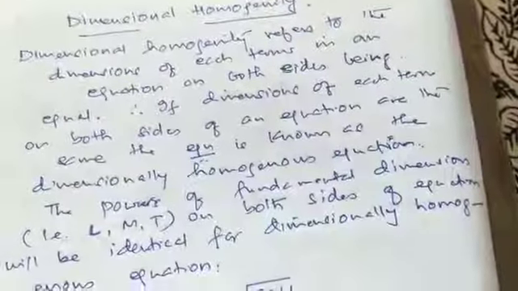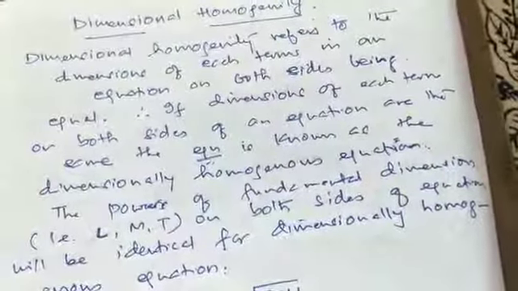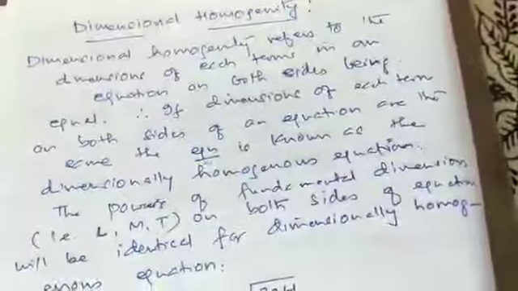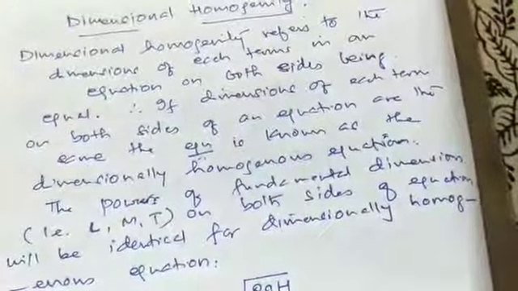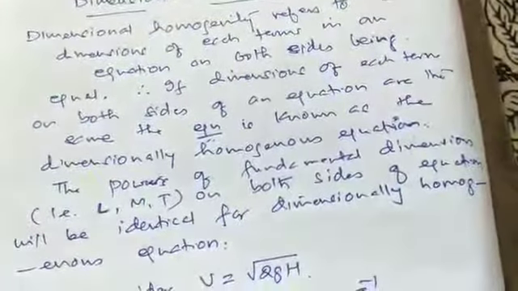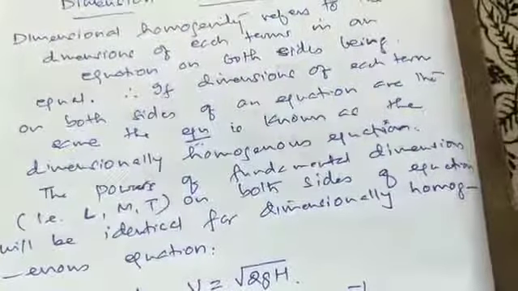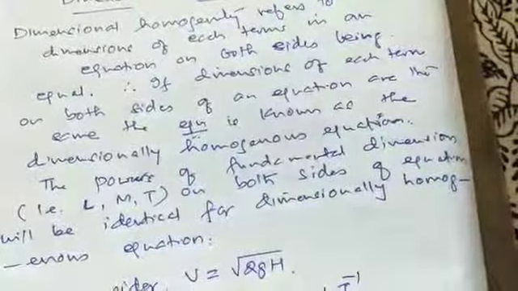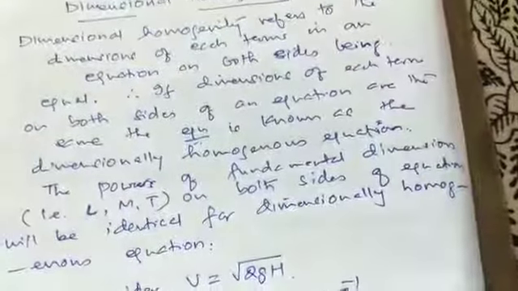Dimensional homogeneity. What is dimensional homogeneity? Dimensional homogeneity refers to the dimensions of each term in an equation on both sides being equal. So dimensions on the LHS should be equal to dimensions on the RHS. Then it is called dimensional homogeneity.